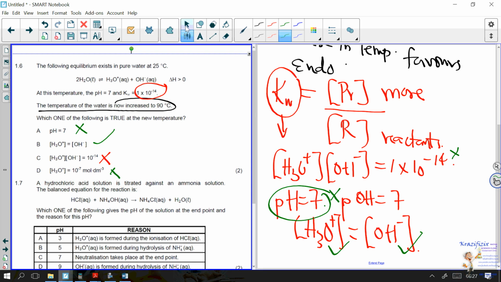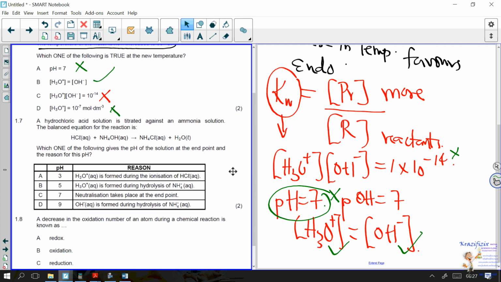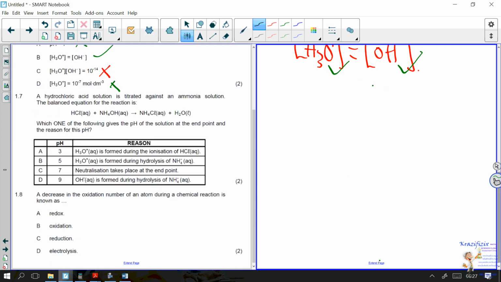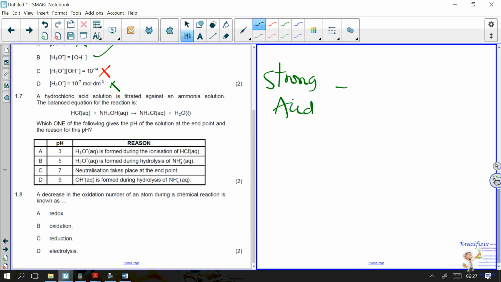1.7. A hydrochloric acid solution is titrated against ammonia. If you check one of our videos, we actually listed the strong acids and weak acids. You need to get that video. What do we know? HCl is a strong acid. So I have a strong acid. Ammonium hydroxide is a weak base. Those are the things you need to look at before you attempt the question.